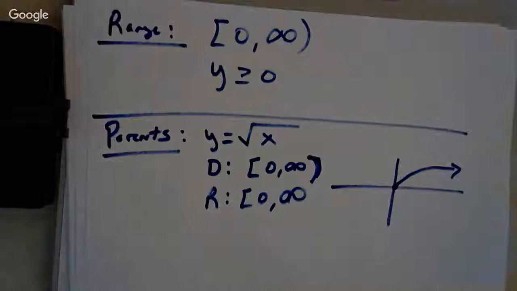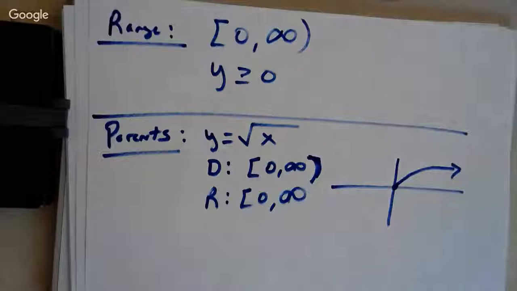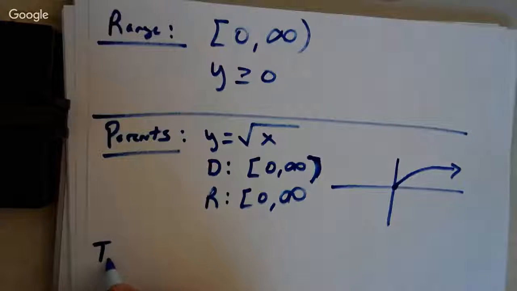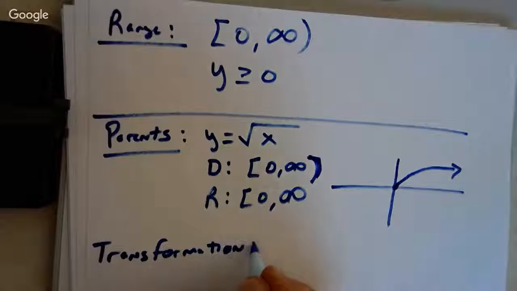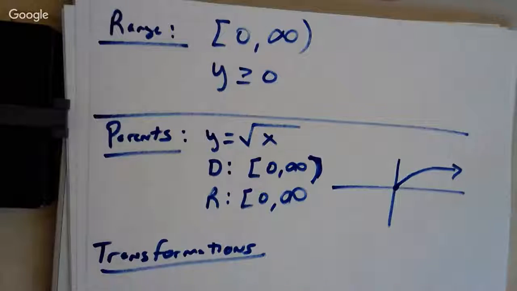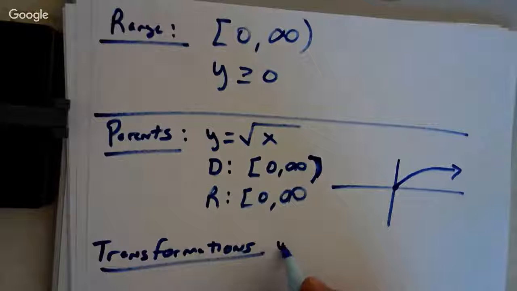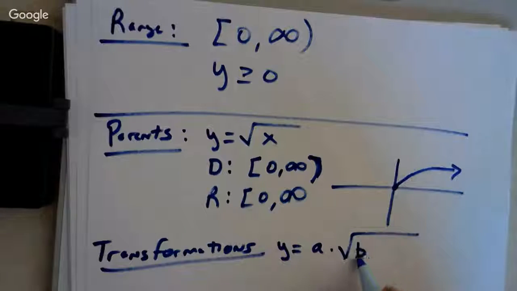The only difference is that just like y equals x squared, the familiar one at the start, we could have transformations. What does the transformed equation of this look like? y is equal to a times the square root, and I'm putting b in there.